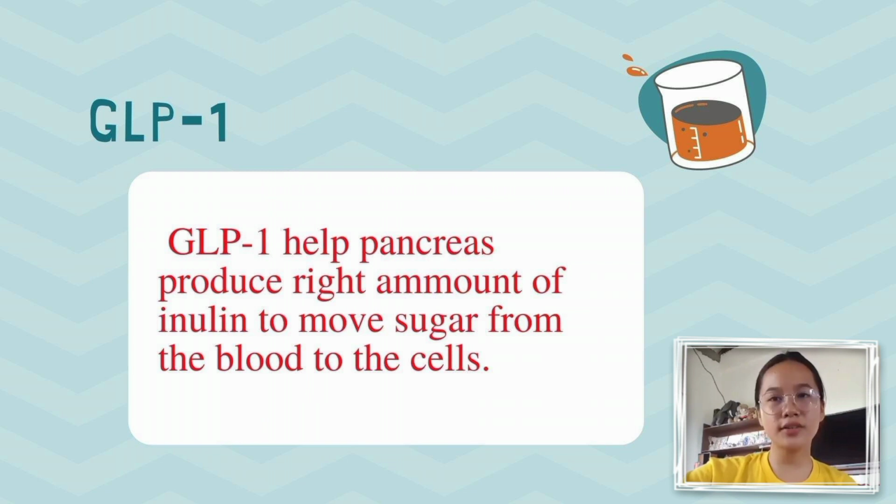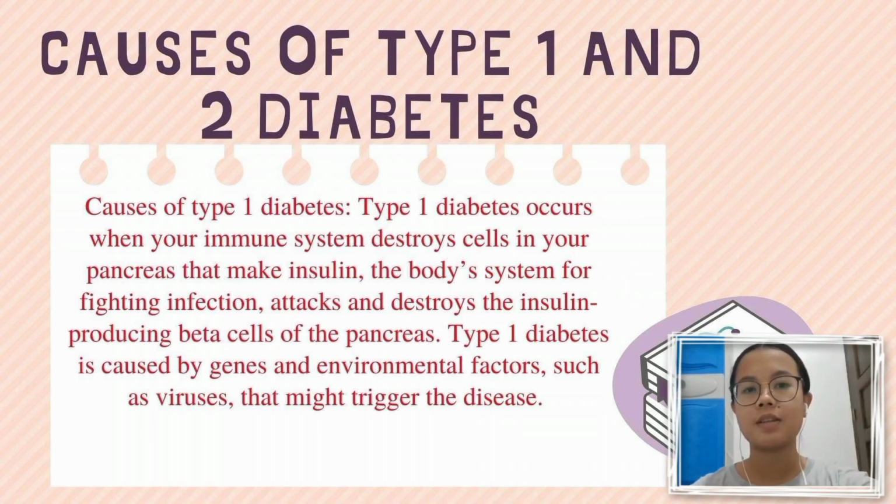GLP-1, or glucagon-like peptide 1, helps the pancreas produce the right amount of insulin to move sugar from the blood to the cells. When we eat, our blood sugar rises. GLP-1 gets to work right away by telling the pancreas to release the hormone insulin to keep blood sugar in balance. So here are the causes of type 1 and type 2 diabetes.